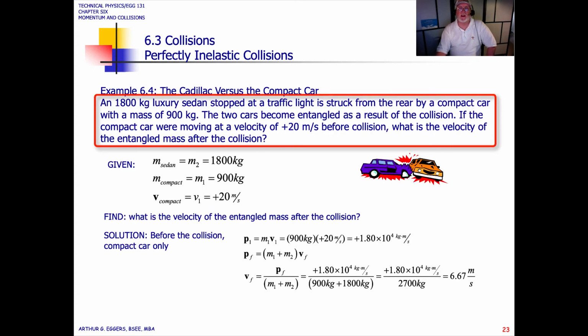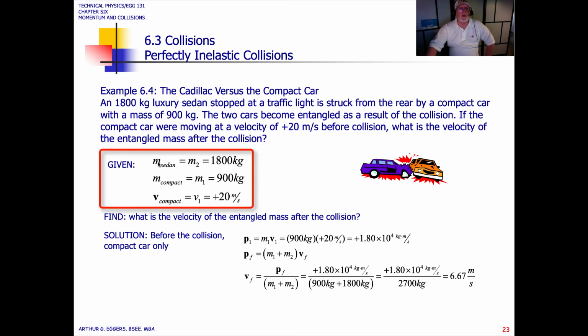So let's look at an automobile accident. Perfectly inelastic collision. The Cadillac versus the compact car. This isn't going well. Okay, so an 1,800 kilogram luxury sedan stopped at a traffic light is struck from the rear by a compact car with a mass of 900 kilograms. The two cars become entangled as a result of the collision. If the compact car were moving at a velocity of 20 meters per second before the collision, what is the velocity of the entangled mass after the collision?